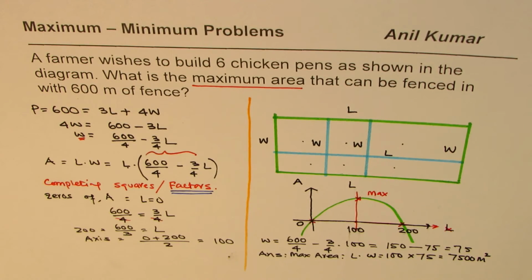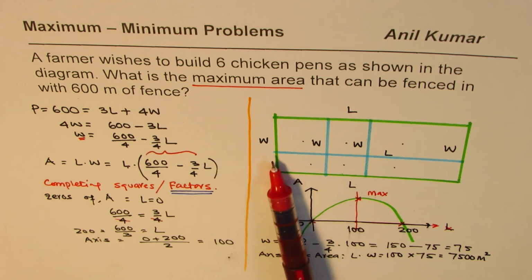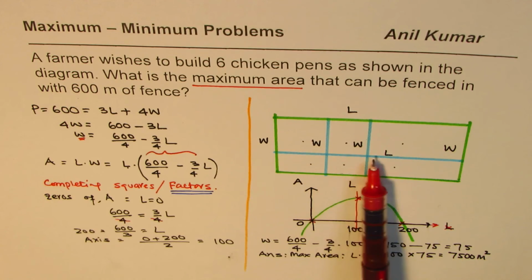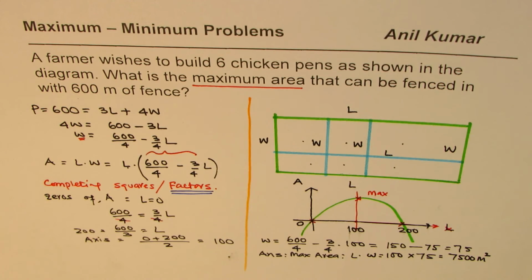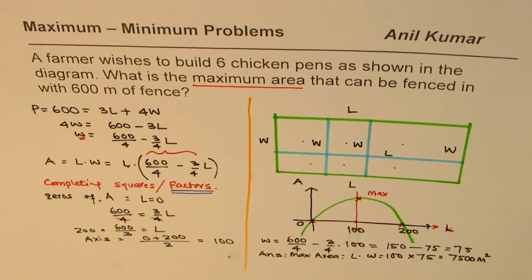So you should think about this as a normal rectangle. Don't get worried about distances between these sizes. It doesn't really matter. And I hope that works. And try to apply these strategies which I used for finding maximum or minimum. That's the whole idea here.